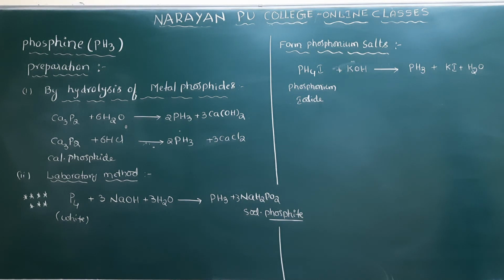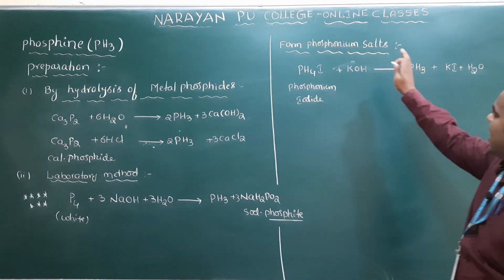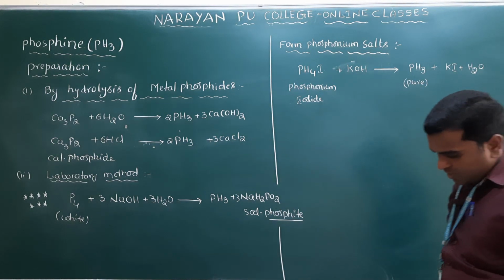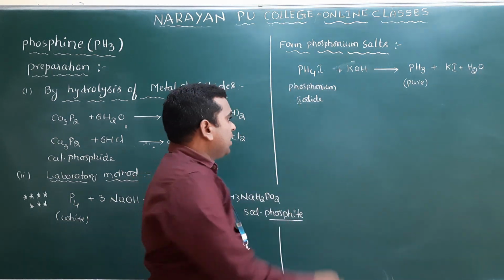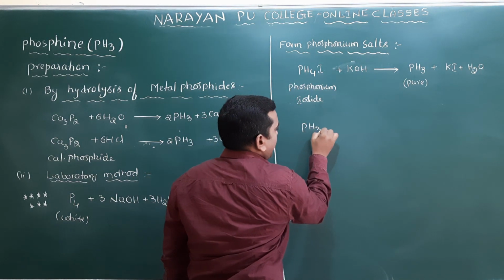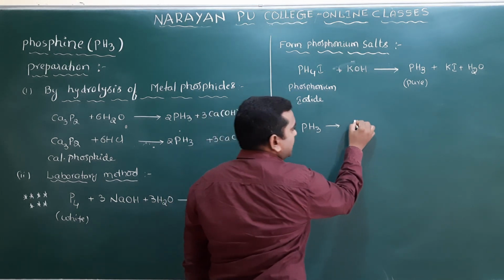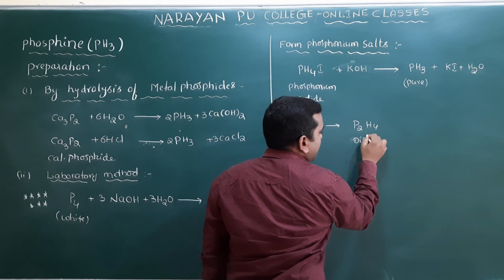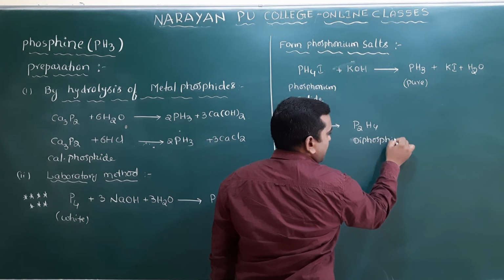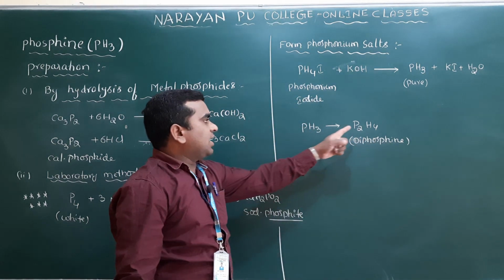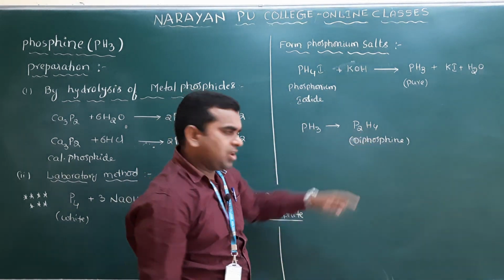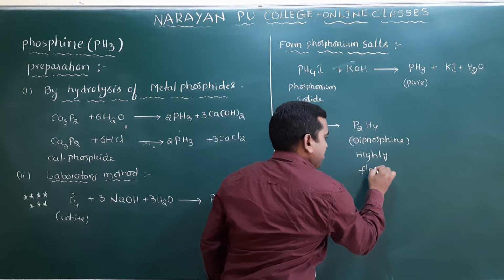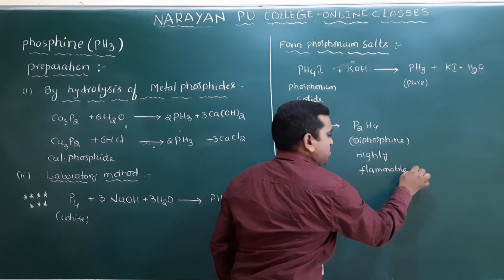So we are preparing phosphine, right? That is clear. By using this reaction you will get very pure phosphine. Why I am saying this is, you know that phosphine is always contaminated with diphosphine, P2H4, which is highly flammable, meaning it catches fire easily.